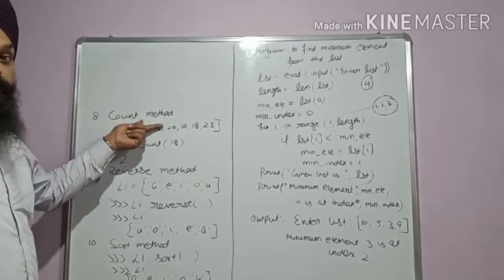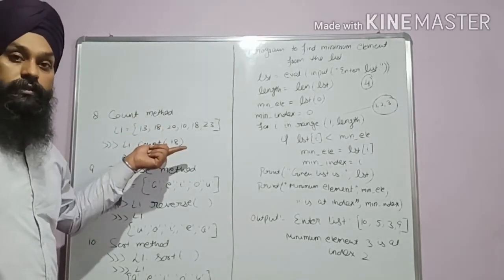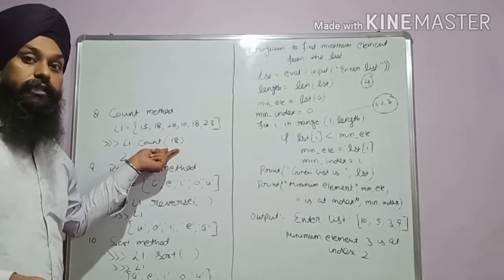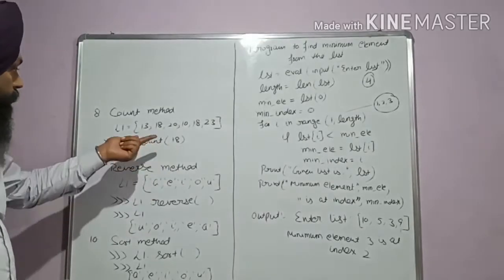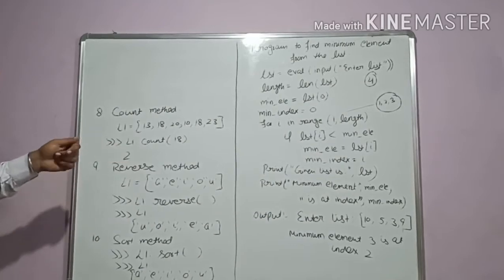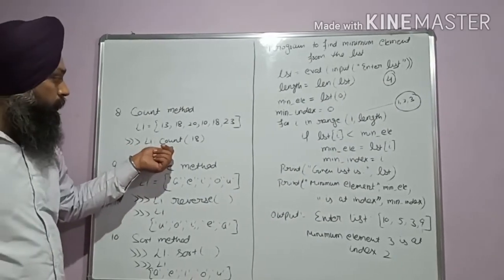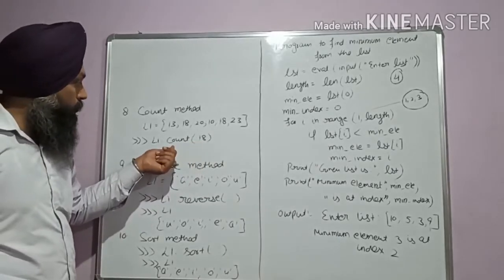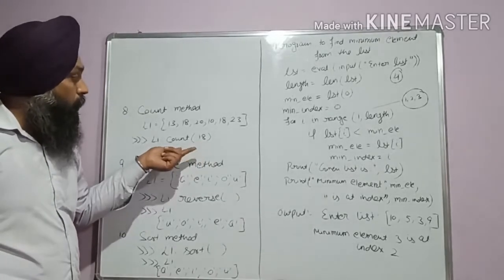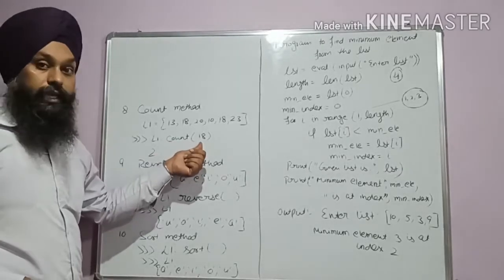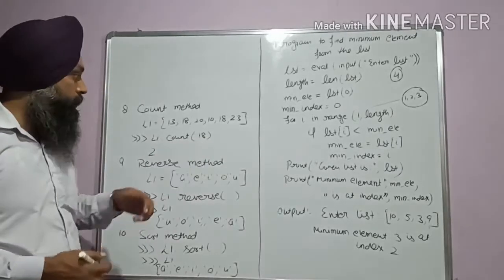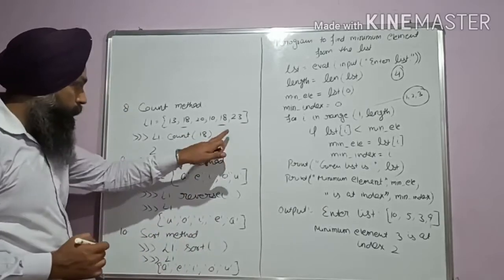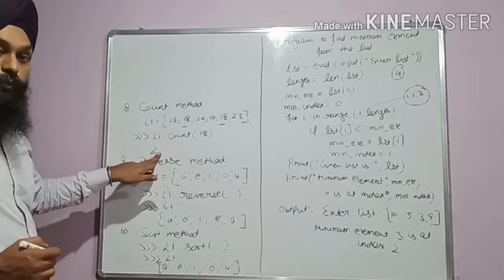The count method is used to find the occurrences of an element, meaning how many times an element is present in the list. For example, if we have this list and we have written L1.count(18), the count function will calculate how many times the element 18 is present in the list. So here 18 comes twice, so our answer will be 2.